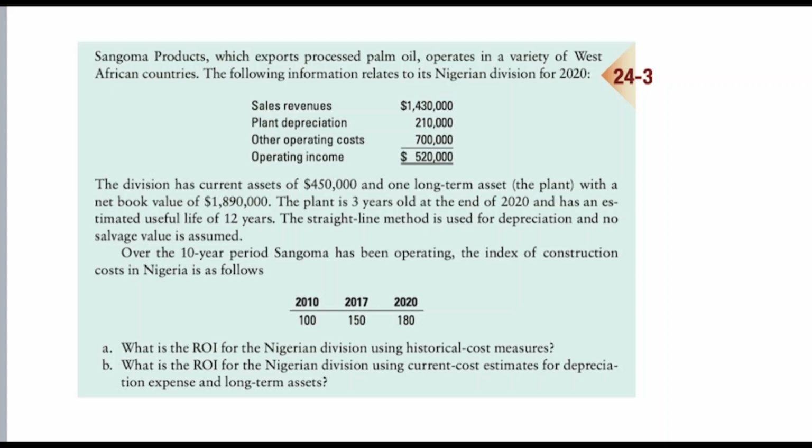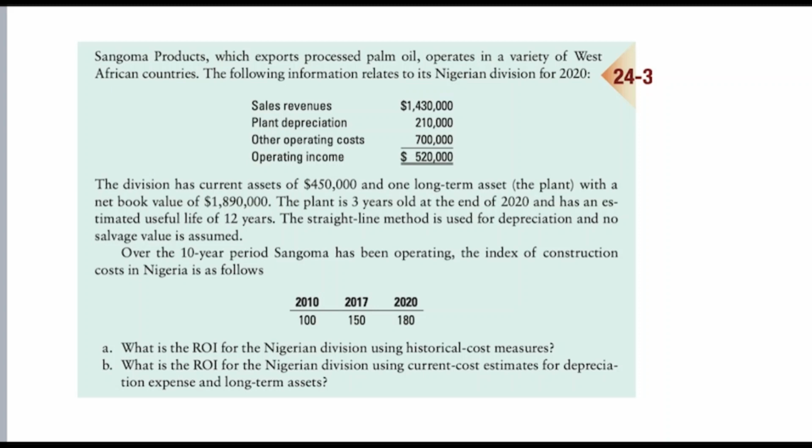Sales revenue $1,430,000. Plant depreciation $210,000. Other operating costs $700,000. Operating income $520,000. The division has current assets of $450,000 and one long-term asset, the plant, with a net book value of $1,890,000. The plant is 3 years old at the end of 2020 and has an estimated useful life of 12 years. The straight line method is used for depreciation and no salvage value is assumed.